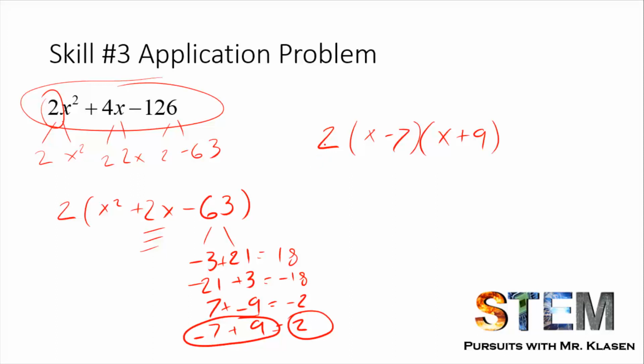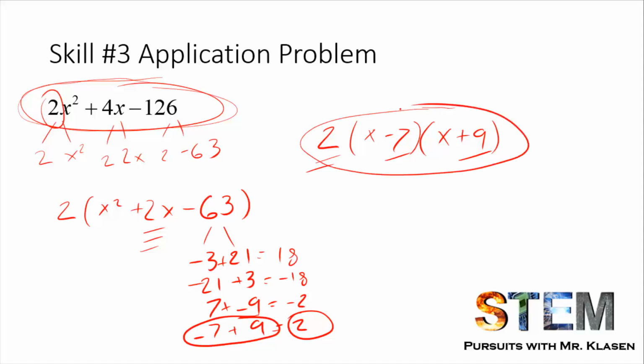So as you can see, we simply factored out the 2 to start. We found the factors of 7 and 9. And we were able to take this larger, more complicated quadratic expression and simplify it into much smaller, more digestible parts. I hope this video was helpful, and I look forward to seeing you all in class tomorrow.